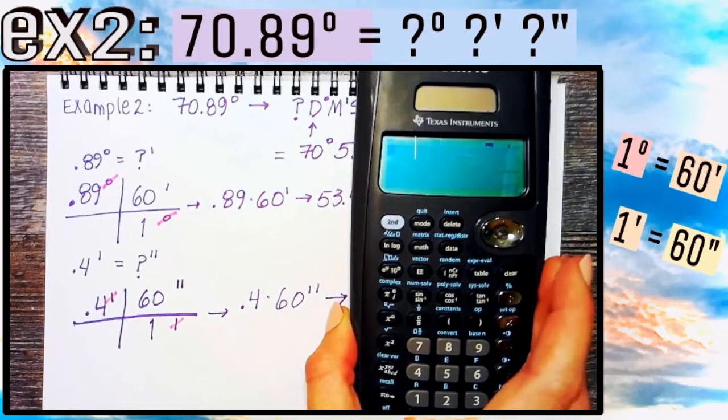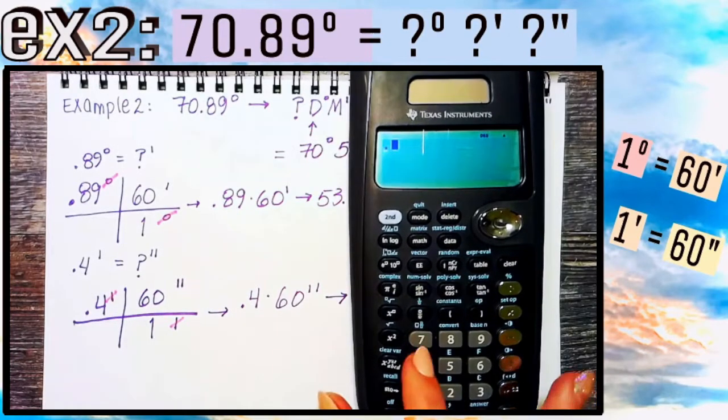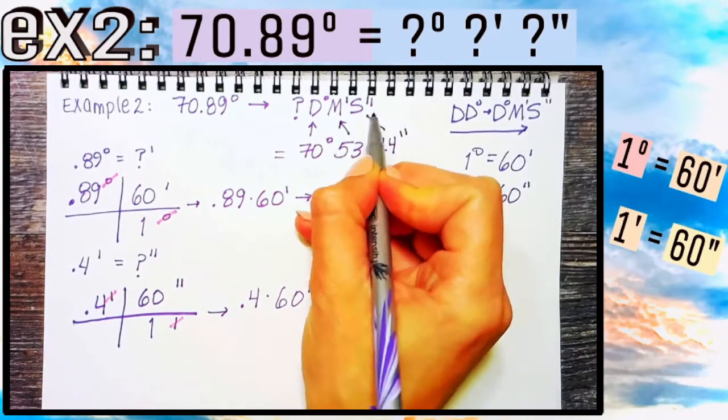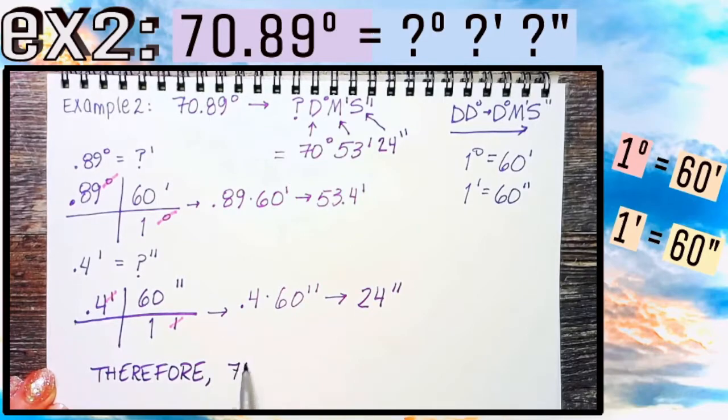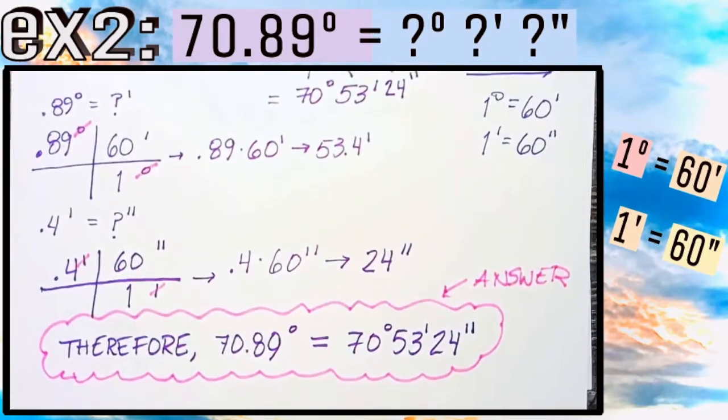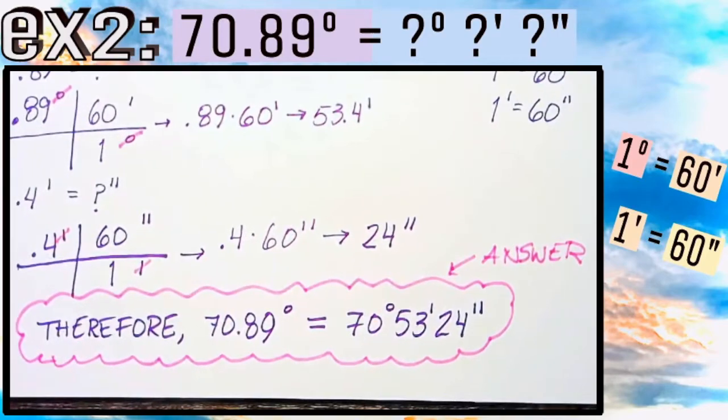You really don't need a calculator for this, but we'll continue using it just because we did the first part of this example with a calculator, but we'll get 0.4 times 60 is 24 seconds. Therefore, 70.89 degrees is equal to 70 degrees, 53 minutes, and 24 seconds. Since seconds are already very, very small, if they work out to be a decimal, I ask that you round it to the nearest whole number.